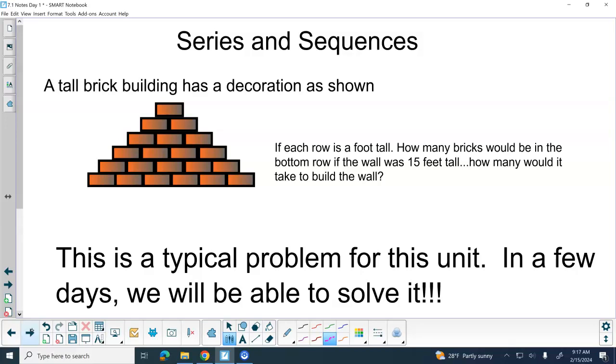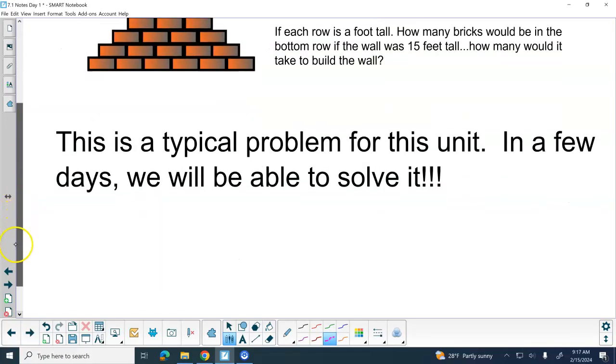Okay? If each row is a foot tall, how many bricks would be in the bottom row if the wall is 15 feet tall? We could answer that one today because that's a sequence question. But how many bricks would it take to build the wall? That's a series question, because that's going to be a sum then of the bricks. Okay? So that's typical type problems for this particular unit. Okay?